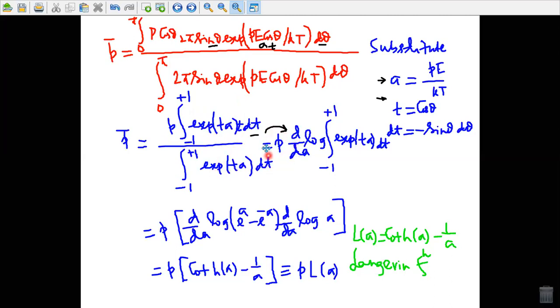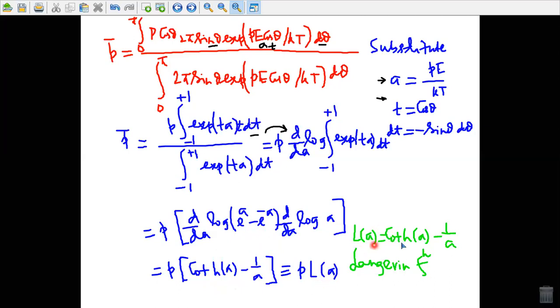So this is a particular trick of integrating without integrating by parts. Our numerator is nothing but the differential of the denominator. Therefore this trick has been applied, d by da of log of the integral of exponential at, and finally it turns out like this: log of e to the power a minus e to the power minus a, and this is a particular function of coth a, and this is p times coth a minus 1 upon a, that is p L(a).